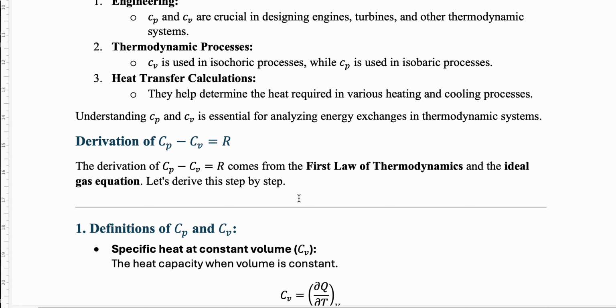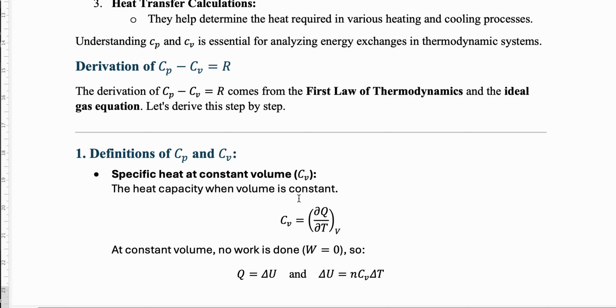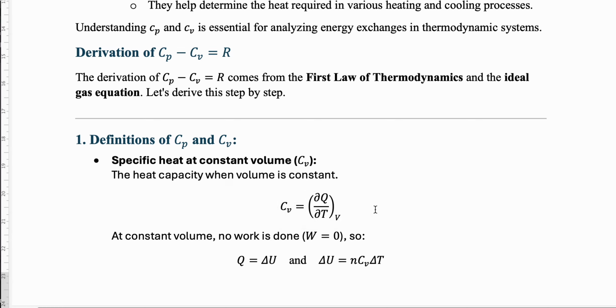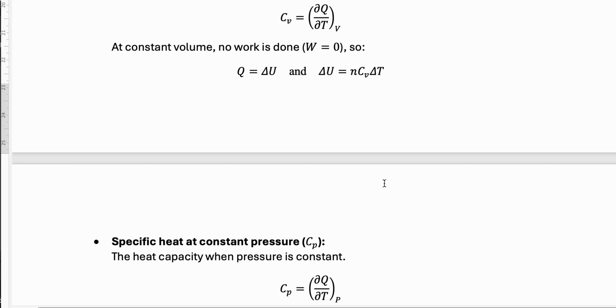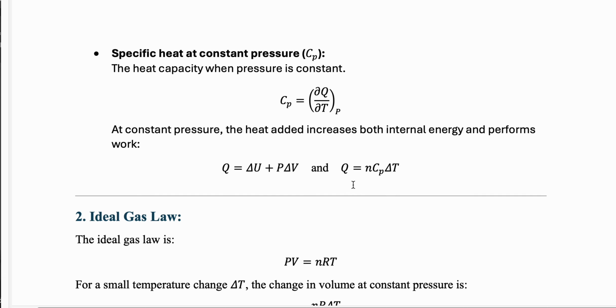Next, let's derive that Cp minus Cv is equal to R. Okay, so for this we have already done partially the work. We have already said that delta U is equal to n Cv delta T. This we have derived just now. And for pressure we have seen that Q is equal to n Cp delta T.